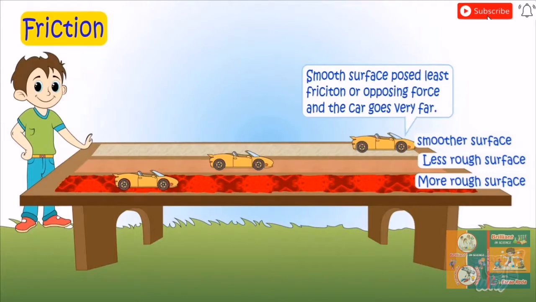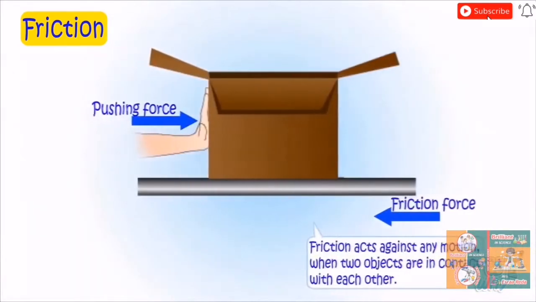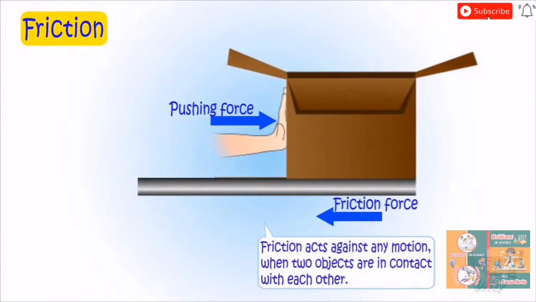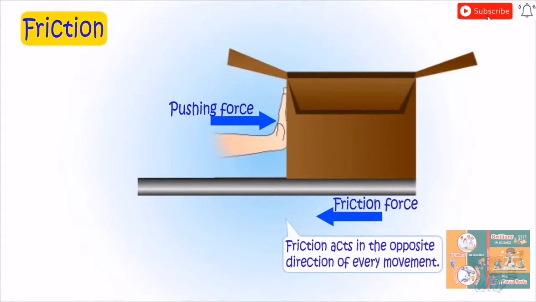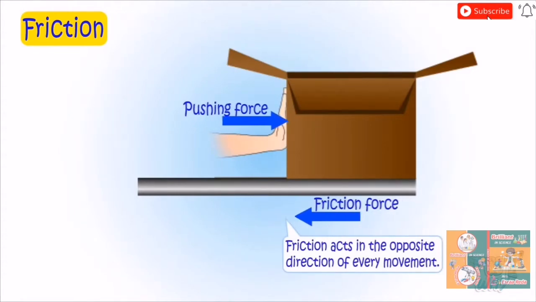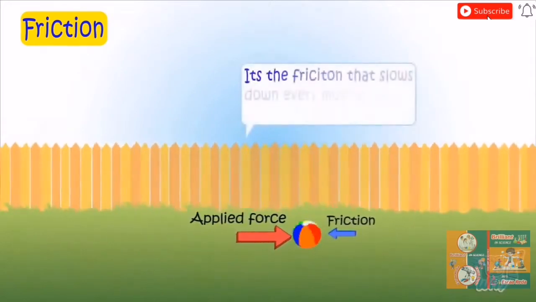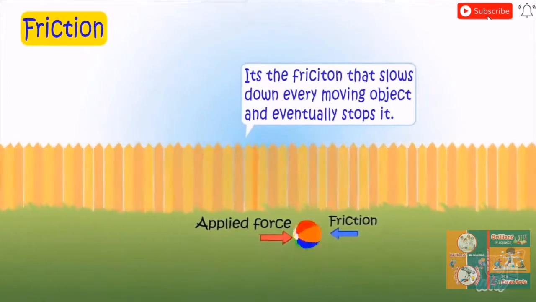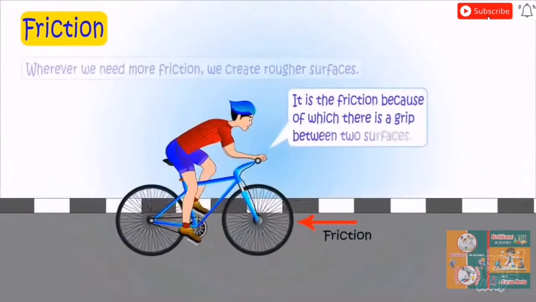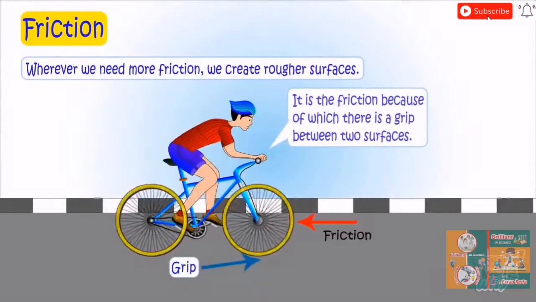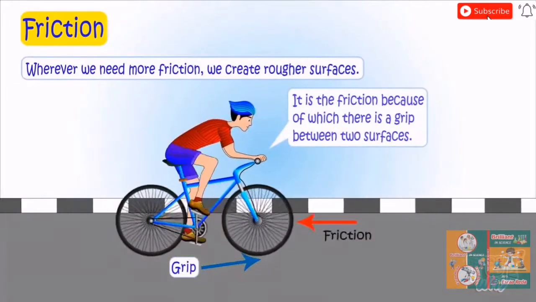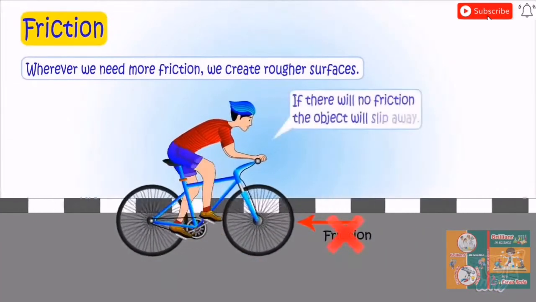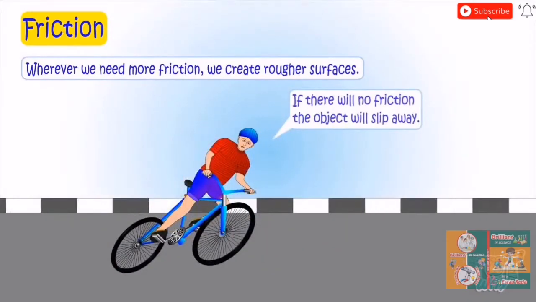So the point you need to remember is friction acts against any motion when two objects are in contact with each other, and friction acts in the opposite direction of every movement. It is the friction that slows down every movement and eventually stops it. And it is the friction because of which there is a grip between two surfaces. If there were no friction, things would just slip away. There would not be any grip between two objects.